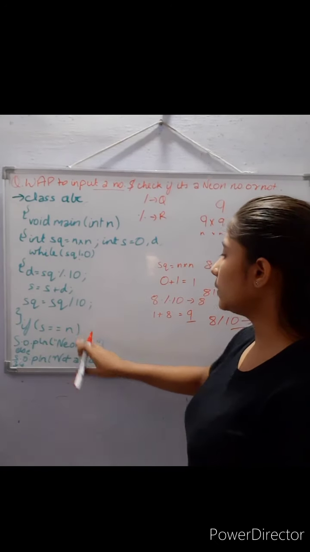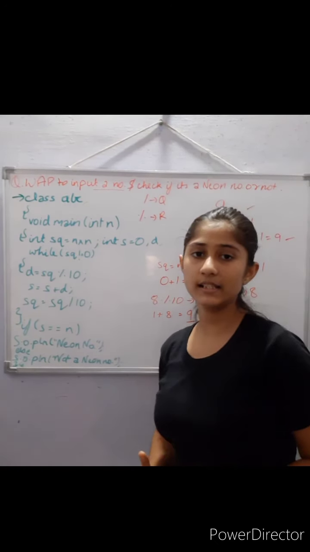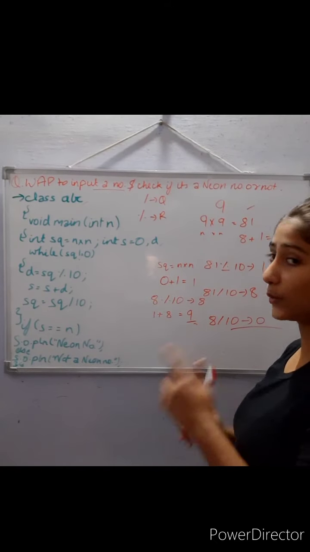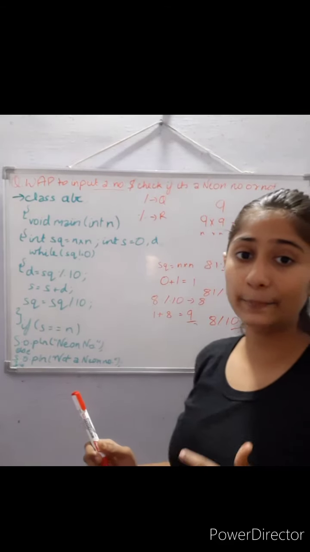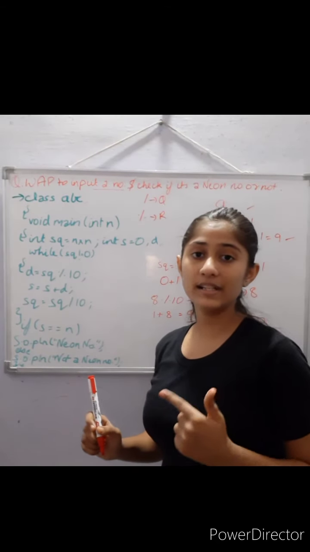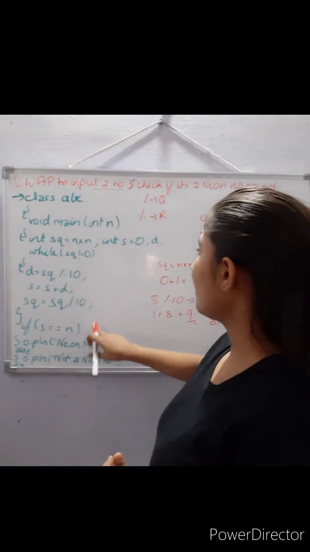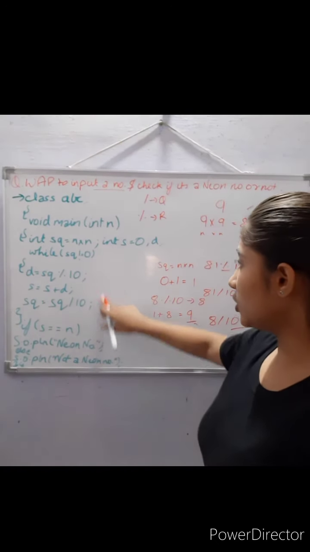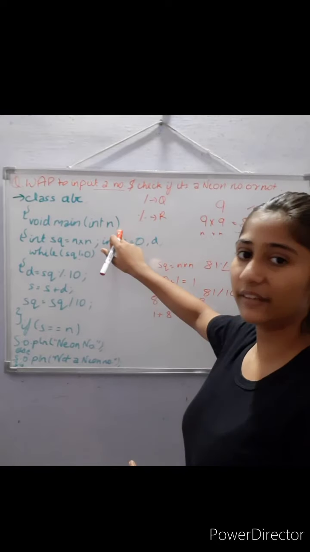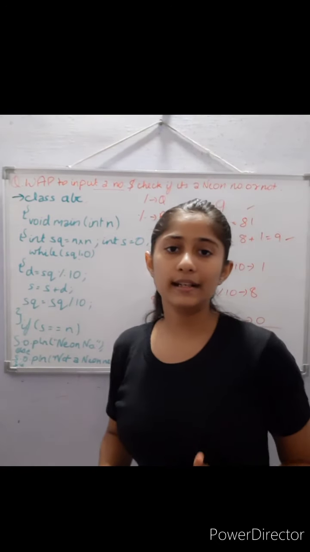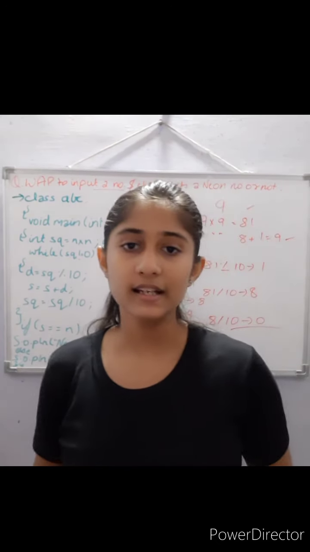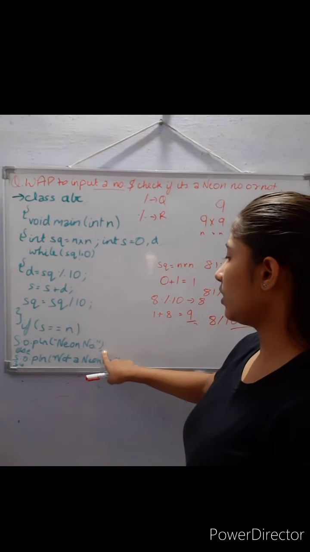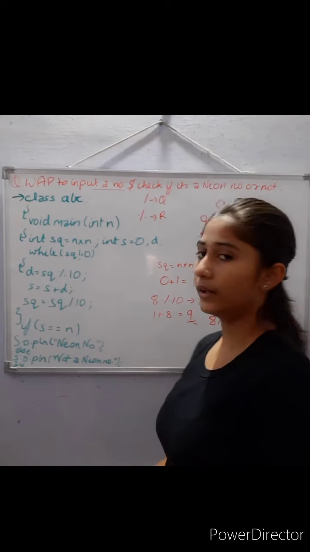If s is equal to n, we can say that the number is a neon number. That means if the sum of the digits of the square of the number is equal to that number itself, we can say that the number is a neon number. Over here, we have not taken any copy of n, as the value of n is not being changed anywhere. It is the value given itself, so we don't need to take any copy of n. So if s is equal to n, we can say that the number is a neon number. Otherwise, the number is not a neon number.